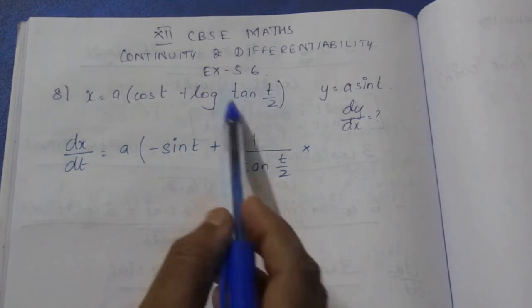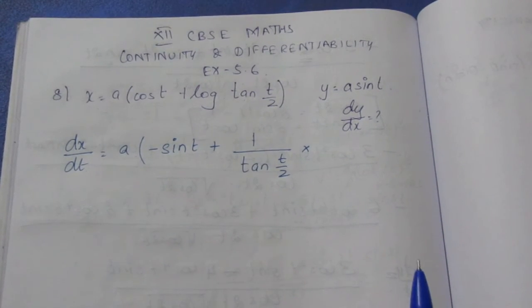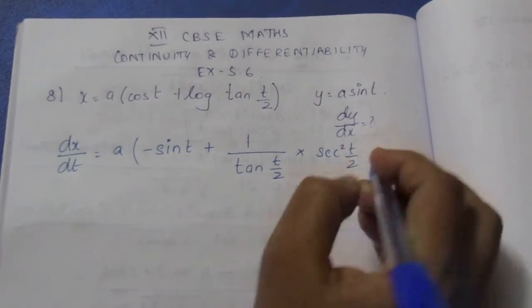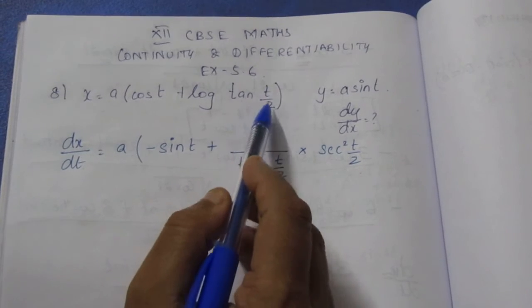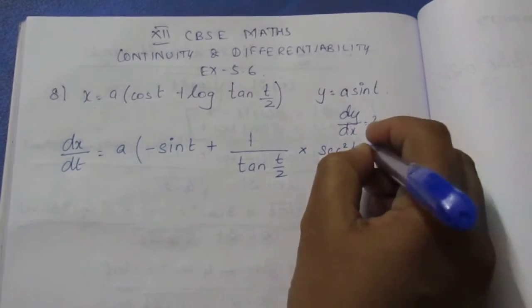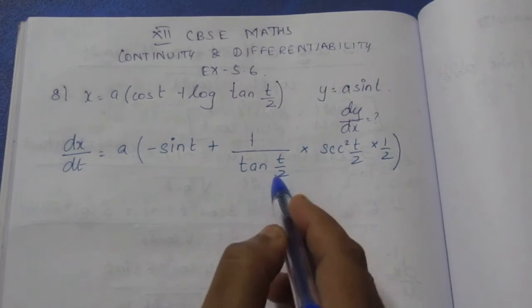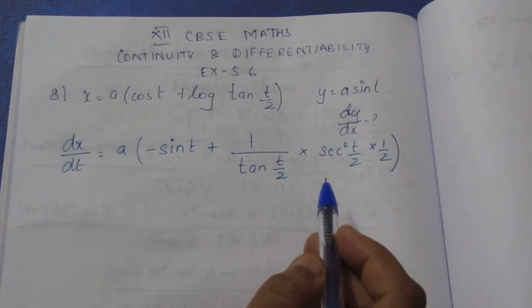So tan t by 2 will become secant square t by 2. For tan it is secant, so tan t by 2 will become secant square t by 2. For t by 2 also we need to differentiate. t by 2 will become 1 by 2. Now these both we are going to change to sin and cos. So let me change to sin and cos.